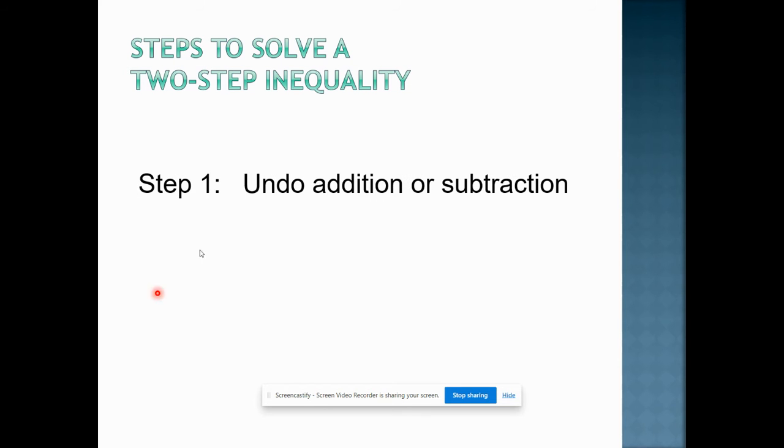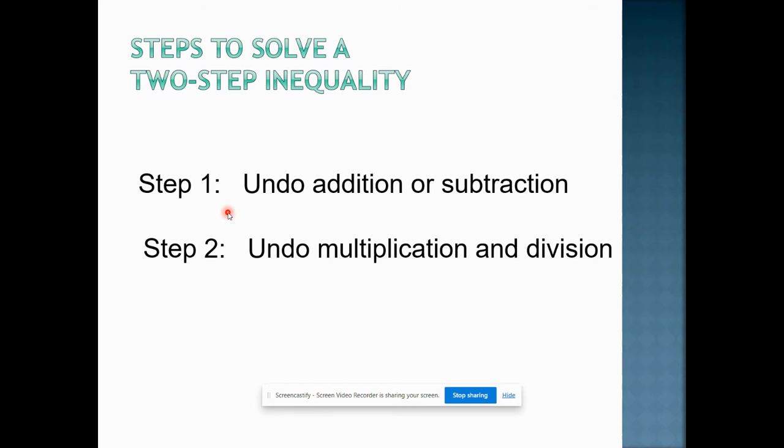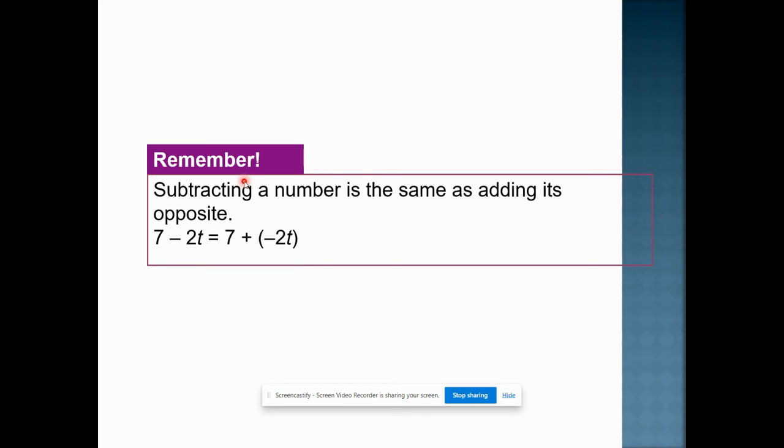Step one of solving any inequality is to undo the addition or subtraction. Step two, we're going to undo the multiplication and division. And we always have to make sure that our variable is isolated. For example, we do not want a variable that is next to a number. We want the variable to be separate: a variable, then a sign, and then another number. We don't want it, for example, to be 2b. We just want it to be b. So that's our goal.